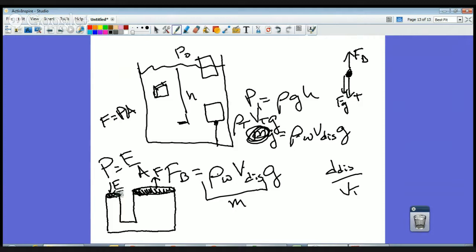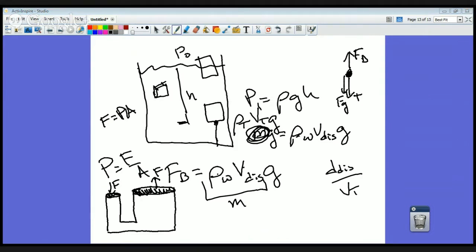So you still conserve energy. You don't get anything for free. It just makes the work easier to do, just like a pulley makes work easier to do. That's all it does. Okay.